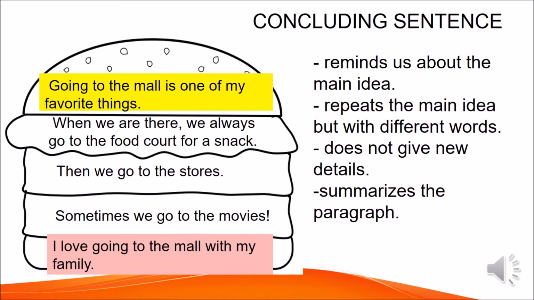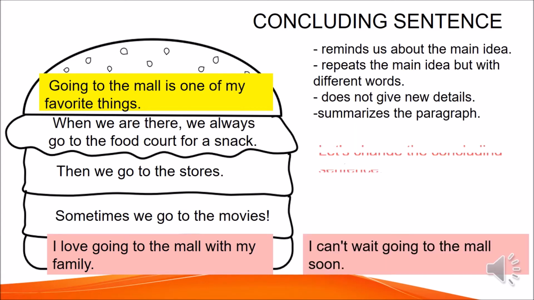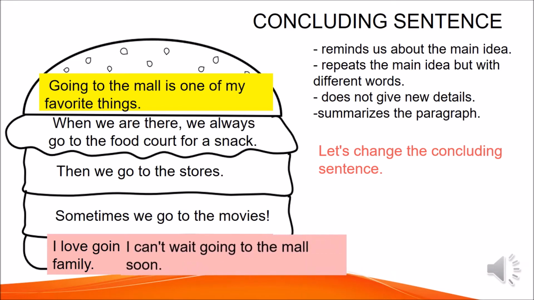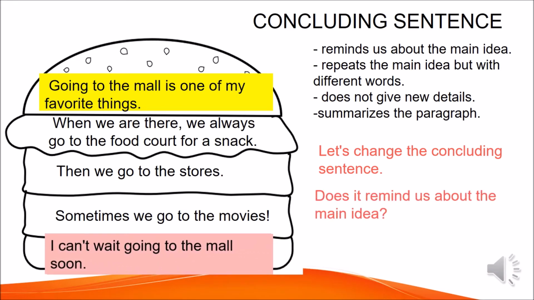As in our example, the topic sentence talks about going to the mall as a favorite, and the concluding sentence talks about loving going to the mall. These two sentences tie together the whole paragraph. Now, let's change the concluding sentence. I can't wait going to the mall soon. Does it remind us about the main idea? Yes, it does. They both talk about going to the mall.